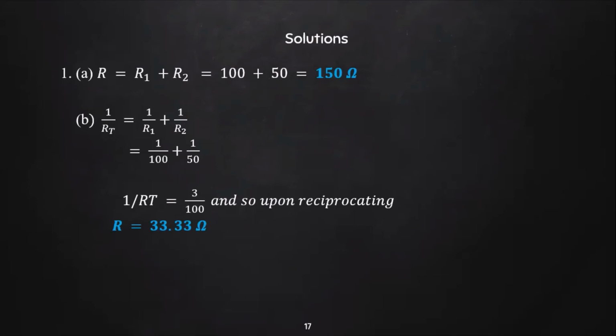As I have said in the example question, in this step we have to take the reciprocal on both sides. Taking the reciprocal of 1 over RT gives us RT over 1. And taking the reciprocal of 3 over 100 equals 100 divided by 3, which gives us 33.33. So the total resistance for this question is 33.33 ohms.